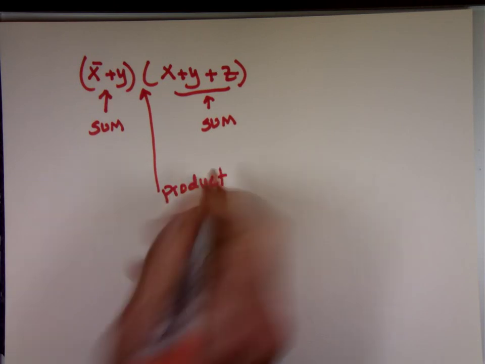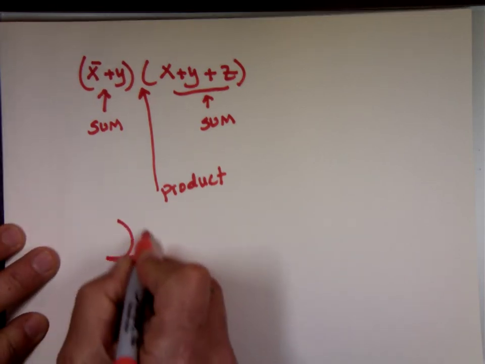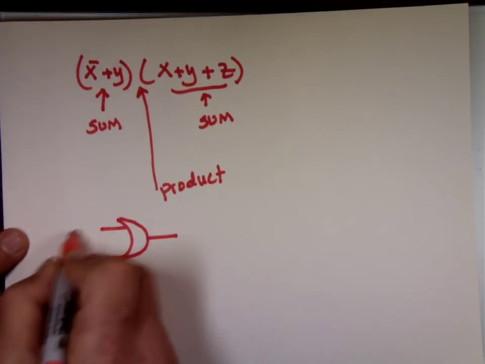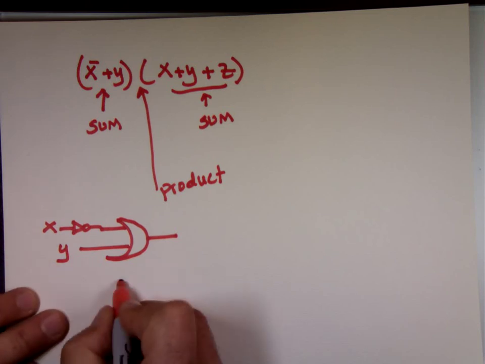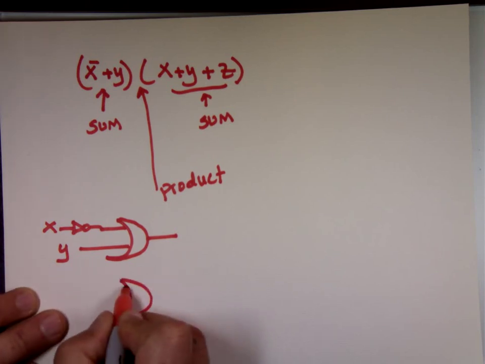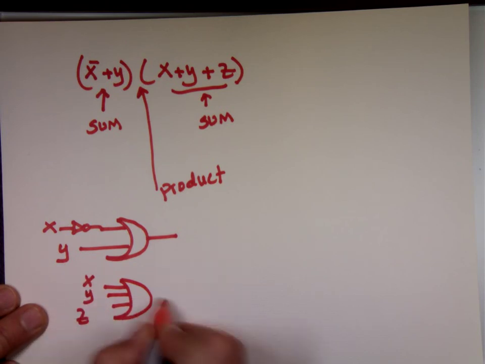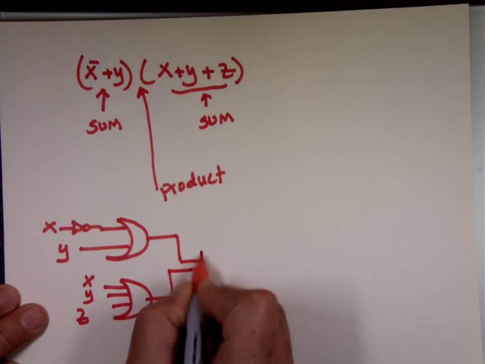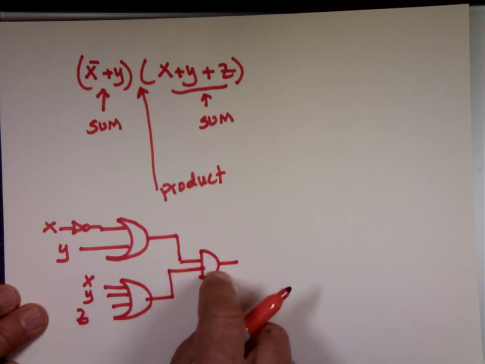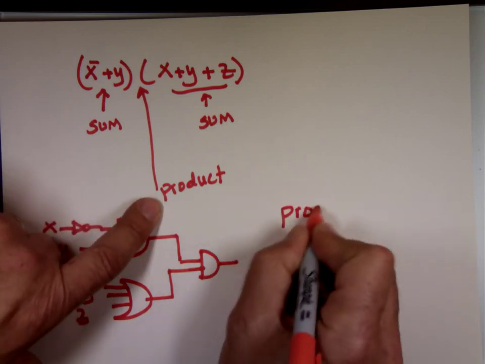Because if you were to go to the lab and build that, you have an OR gate for the first one. It has X, and you're going to go through a NOT gate. It has a Y through the other one. And the second gate is going to be what? 3 inputs, X, Y, and Z. And what do we do with the result of them? AND them together. Multiply them. So this is called the product of sums.